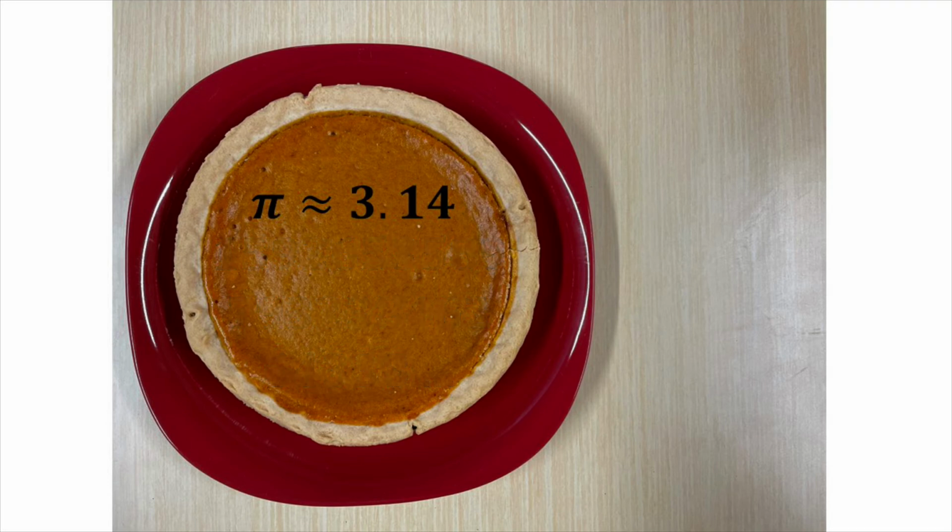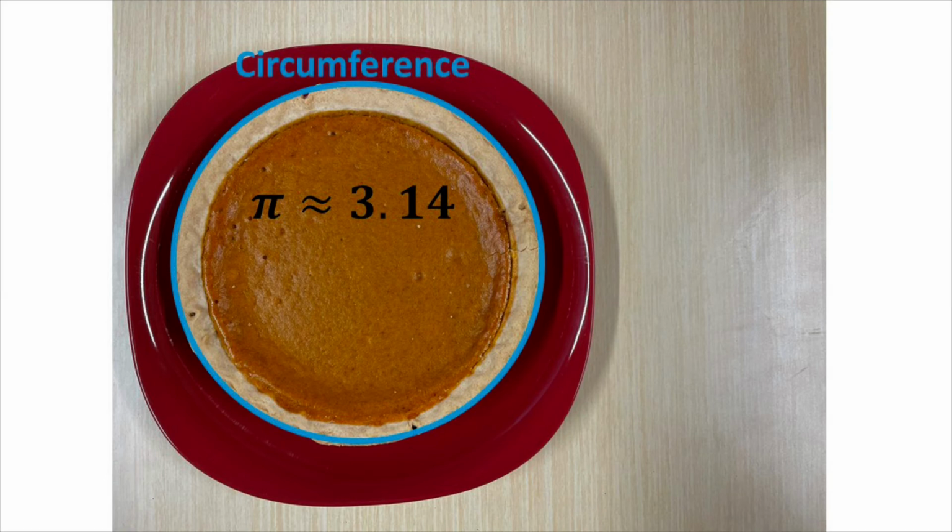For the purposes of Pi Day and this video, we'll be rounding pi to 3.14. When you're measuring circles, the distance around the edge of the circle is called the circumference. And the distance from one end of the circle to the other is called the diameter. You can use pi, the circumference, and the diameter in all sorts of different ways.